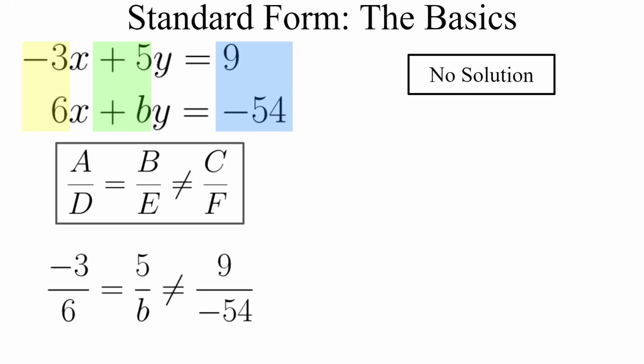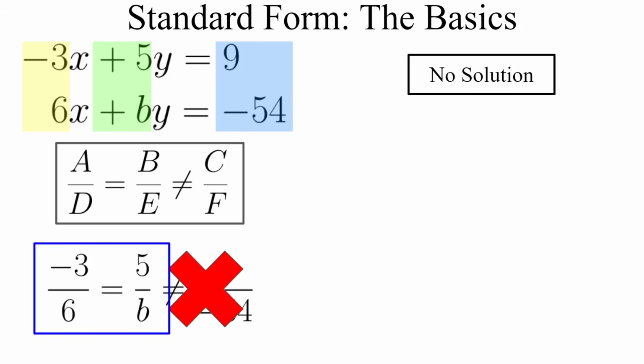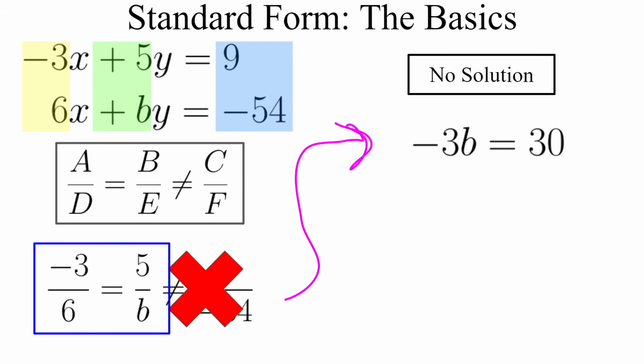Now, I didn't really give you guys a question, but let's say we want to find b. We don't really care about what it's not equal to, so why don't we just use the left half of this relationship? So I'll put a box around that. And now, once you get this, all you got to do is cross multiply. So we're going to cross multiply negative 3 times b, negative 3b. 6 times 5 is 30. So we get negative 3b equals 30.